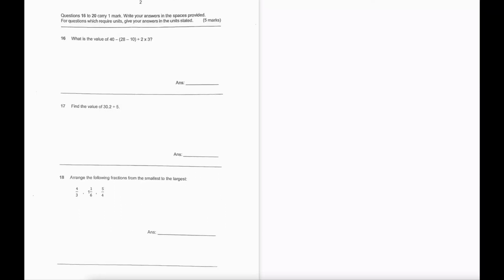Question 16. What is the value of this equation here? When we see questions like that, they are testing you on order of operations. Brackets come first. I'll underline whichever I'm going to do. So 28 minus 10 is 18. I'll just copy the rest.